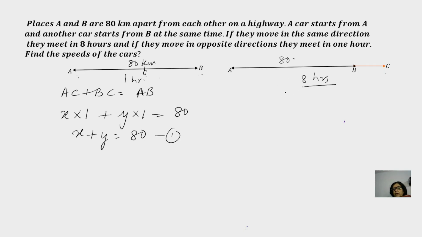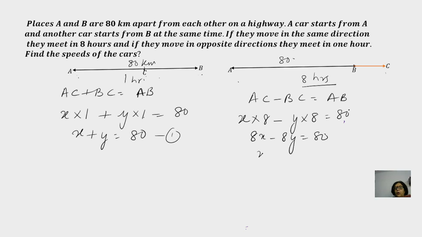Second equation, here you will see AC minus BC is equal to AB. Now the car from A has traveled a distance AC, and it has taken 8 hours. The speed we are taking as x kilometers per hour. So the distance traveled is x into 8, and the car from B has traveled a distance BC. So the distance traveled is y into 8. This is equal to 80. So 8x minus 8y is equal to 80, or x minus y is equal to 10. So this is the second equation.